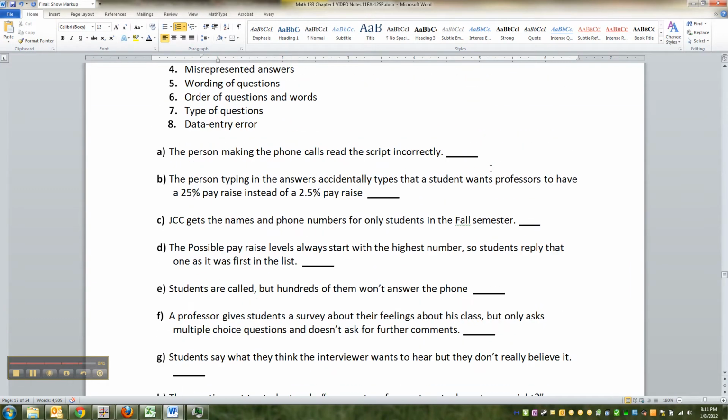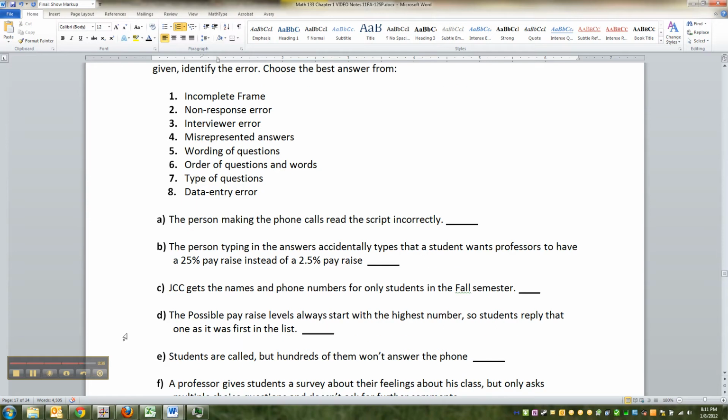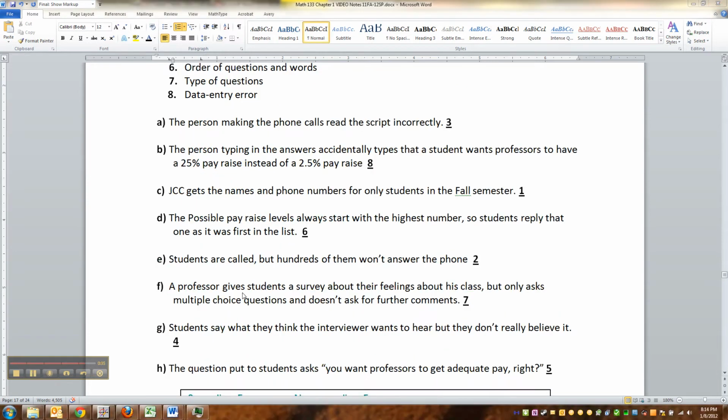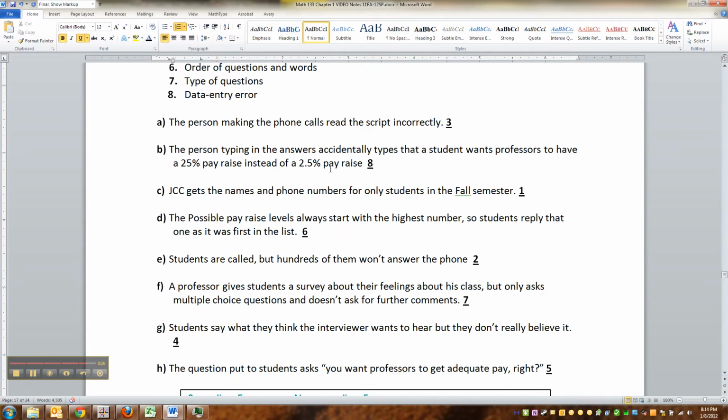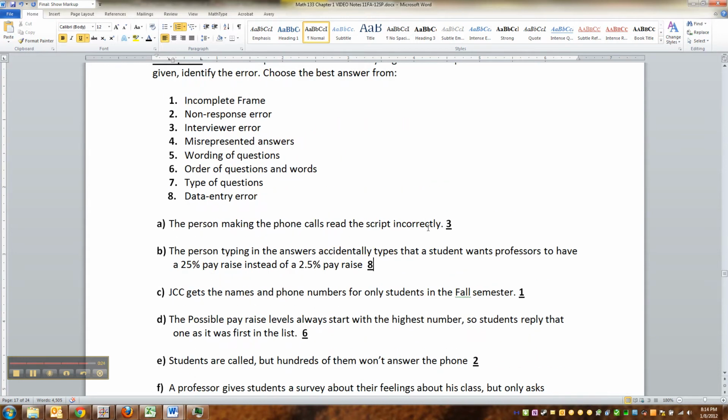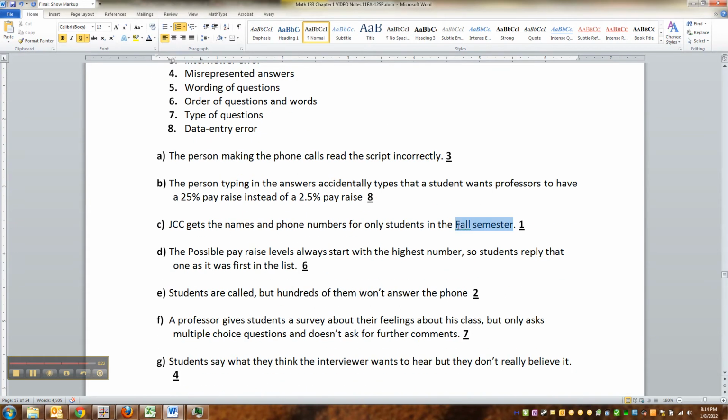Now here are all these examples. So you pause me and you fill them out, and I'll be back with the answers. All right, poof, there they are. So letter A was interviewer error. They read the script incorrectly. This one is data entry error. It was typed wrong. This one is an incomplete frame. They didn't get all the students' names in the list.